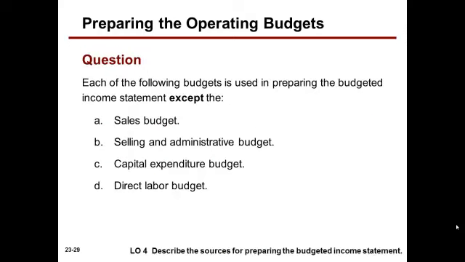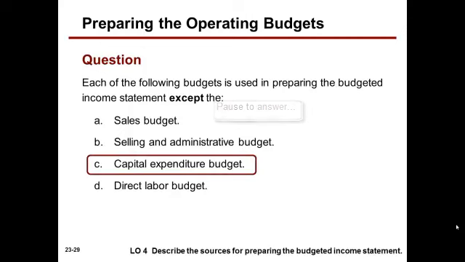Review question. Each of the following budgets is used in preparing the budgeted income statement except the capital expenditure budget. That becomes a component of the cash budget, not the operating budget. We haven't looked at the cash budget yet. That's a financial budget. We'll look at that in the next talk.